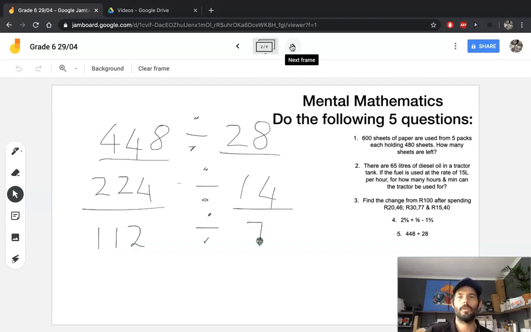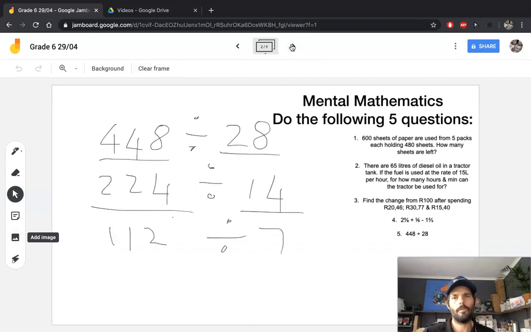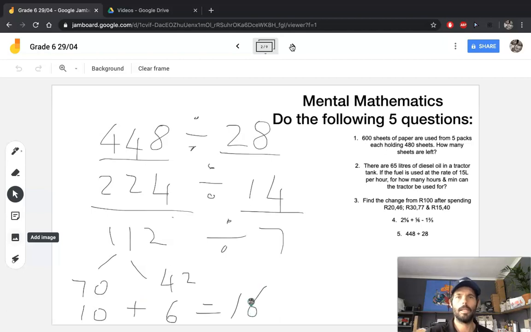And now I've got a short division sum. My short division sum is a lot easier than doing a long division. I can now break 112 up into 70 and 42. I know that 70 divided by 7 is 10. I know that 42 divided by 7 is 6. If I add them together, I get 16. So 448 divided by 28 is 16, as is 224 divided by 14, 16, and 112 divided by 7 is 16.